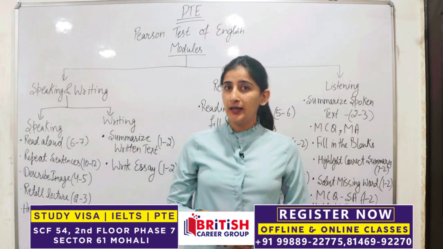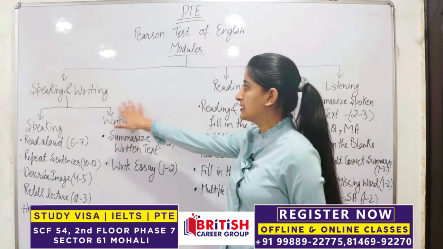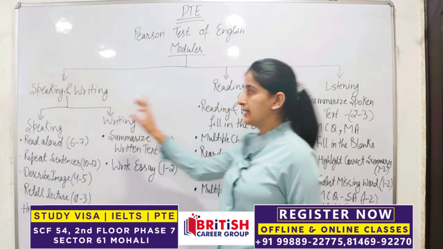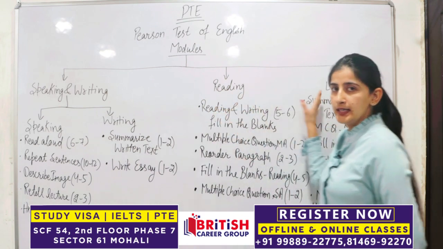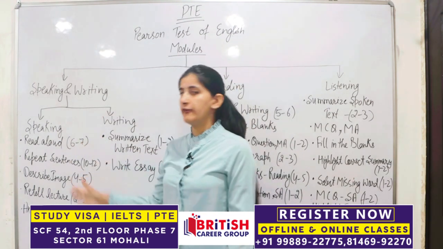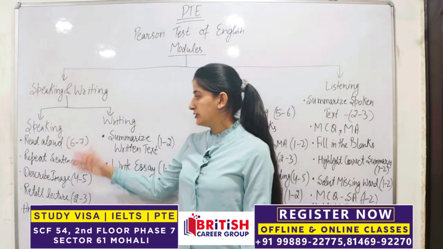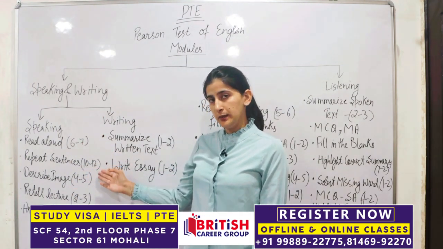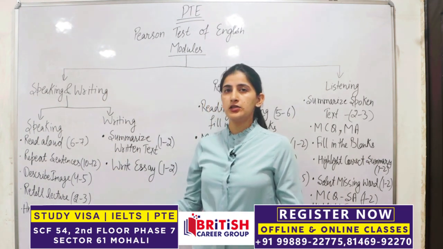So let's start. PTE has 3 parts. First is speaking and writing, second is reading, and third is listening. So let's start with speaking and writing. In speaking, there are 5 parts which are read aloud, repeat sentences, describe image, retell lecture, and answer short questions.